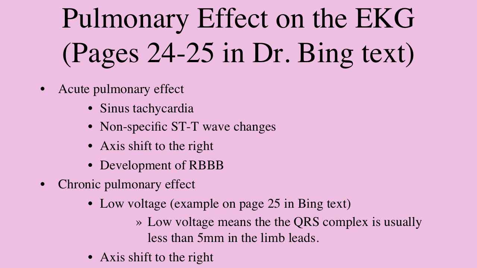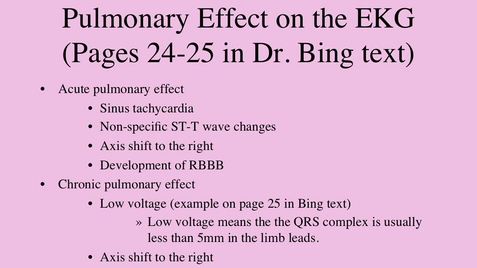If somebody has chronic pulmonary disease, they often have a lot of air in between the electrode where you're taking the EKG and the heart itself. Again, if you look at the small text, you'll see an example of this, but what we often see because of that air in between is low voltage. Low voltage is where the QRS complex is usually less than 5 millimeters in the limb leads. So you have just not a lot of amplitude or voltage on there, again because of that air in between.